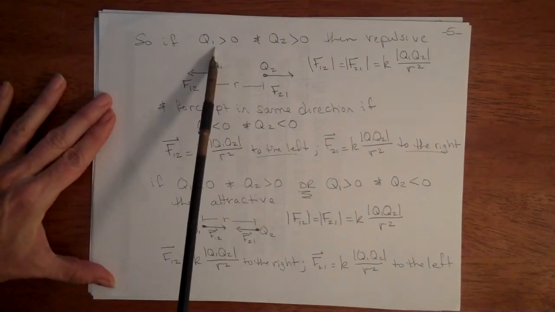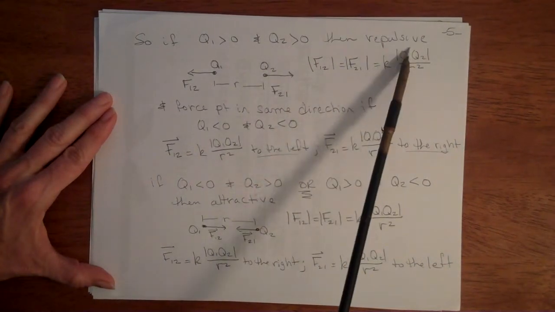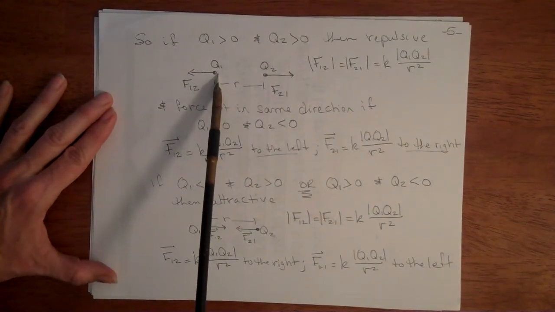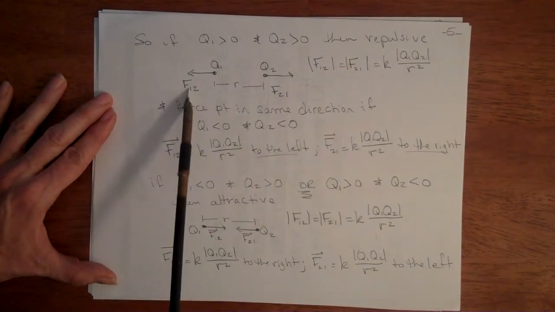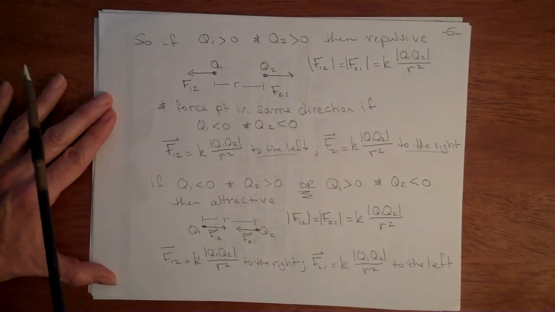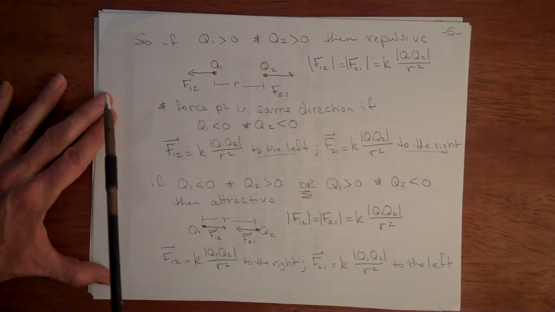So if Q1 is greater than 0 and Q2 is greater than 0, then we have a repulsive interaction between the two charges. They repel one another. So here's Q1 and Q2. You can see the force on 1 by 2 is such that 1 is being pushed away from 2, and the force on 2 by 1 is such that 2 is being pushed away from 1.